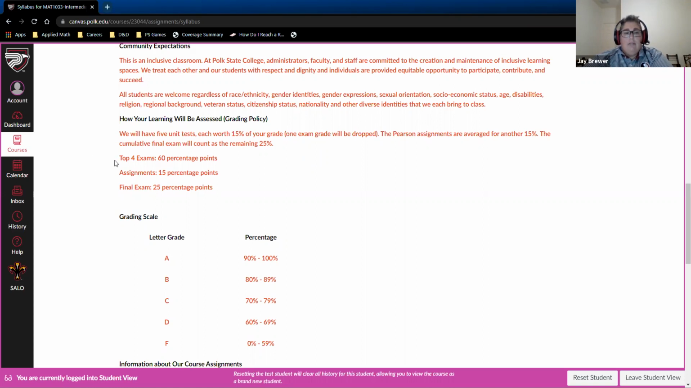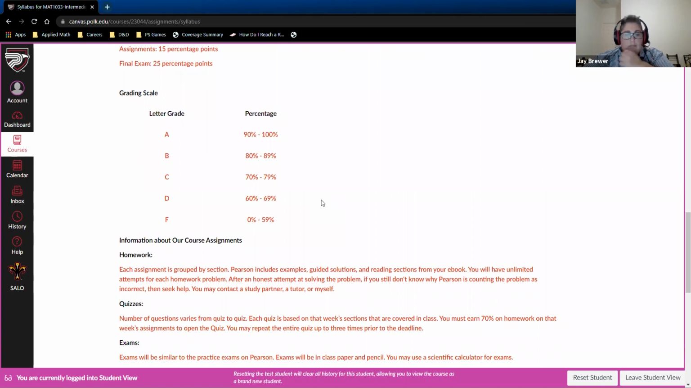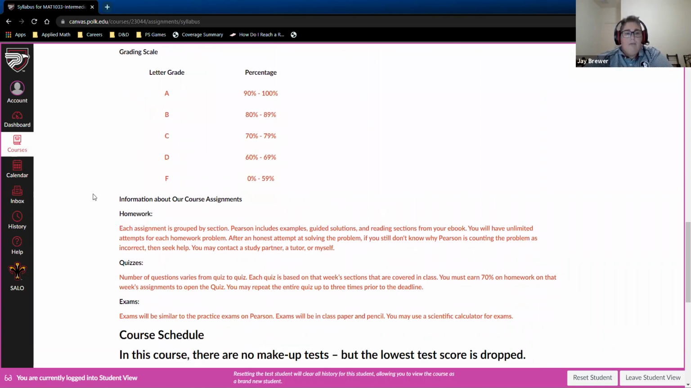So it works out like this. Top 4 exams, 60 percentage points. Assignments off of Pearson, 15 percentage points, and your final exam is 25 percentage points. Here's your general grading scale, and it's the grading scale that the math department at Polk uses.